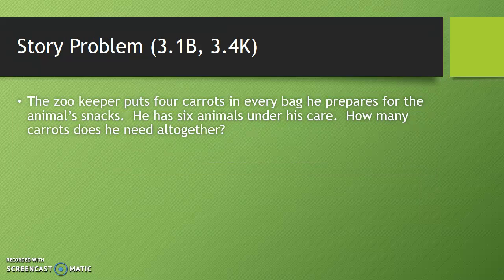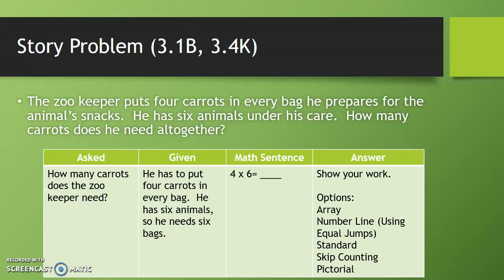Let's look at this story problem. It's kind of difficult, but I bet you could do it. The zookeeper puts 4 carrots in every bag he prepares for the animals' snacks. He has 6 animals under his care. How many carrots does he need altogether? Let's look at our chart that we looked at yesterday. We asked, how many carrots does the zookeeper need? That's what we need to find out.